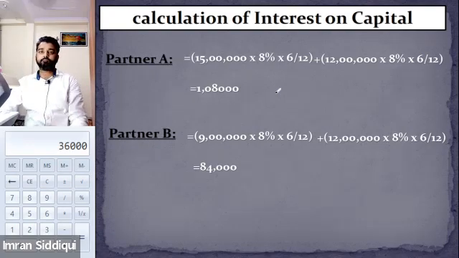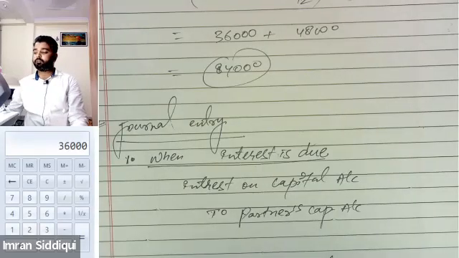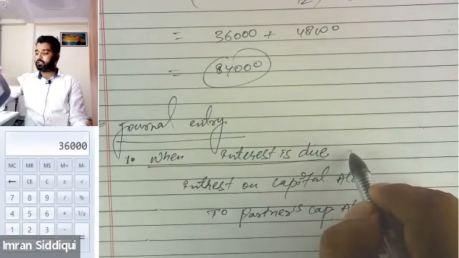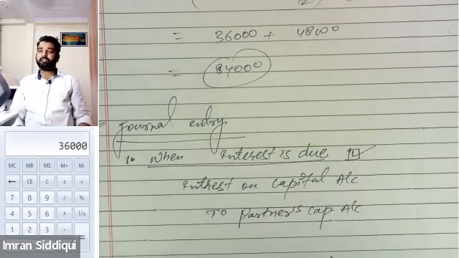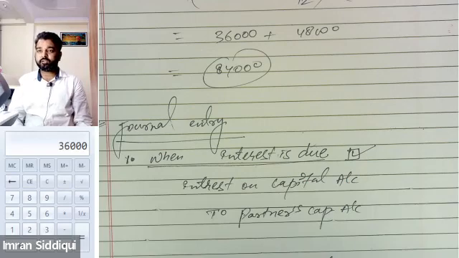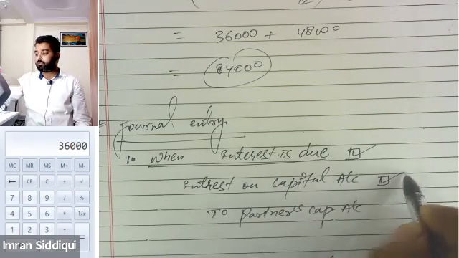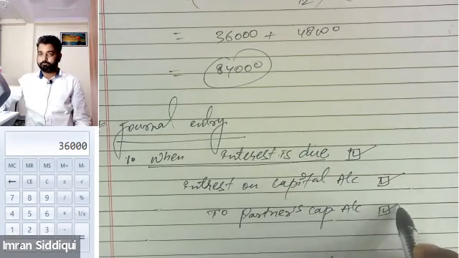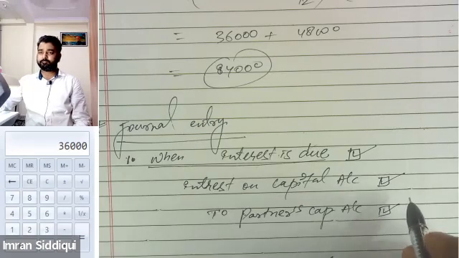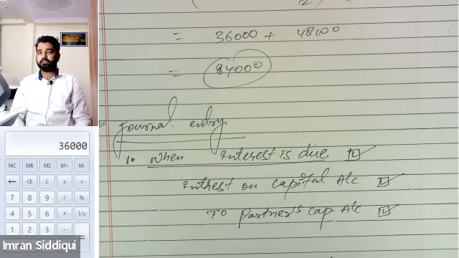Now let's talk about the journal entry. For the interest on capital as well, we need to pass two entries. First, the journal entry will be made when the interest gets due, that means on the due date of interest. On the due date, the journal entry will be interest on capital account debit to partners' capital account. Why are we debiting interest on capital? Since interest on capital is a kind of expense from the firm's point of view. Therefore, interest on capital will be debited, considering it as an expense.